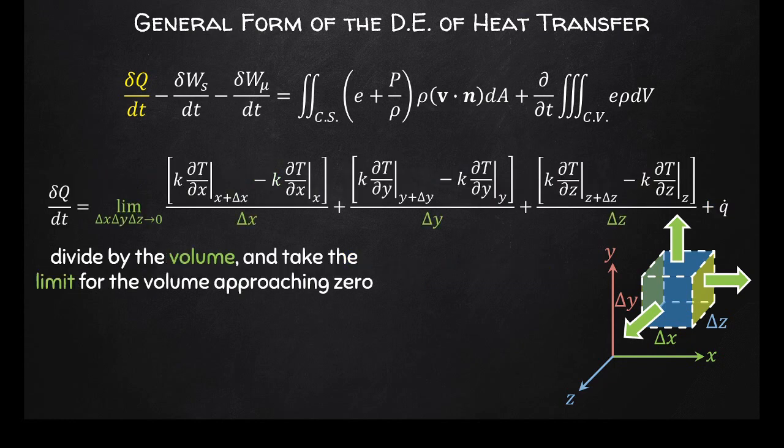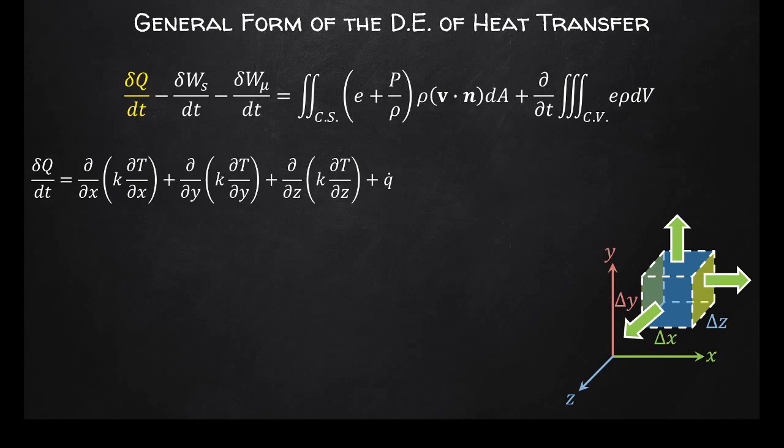So, after we've divided by the control volume, we end up with the following expression. After taking the limits for delta x, delta y, and delta z, we end up with an expression describing how heat crosses the control surfaces and accumulates within our control volume element.